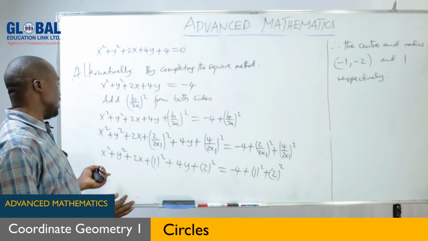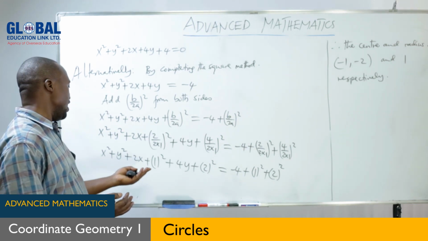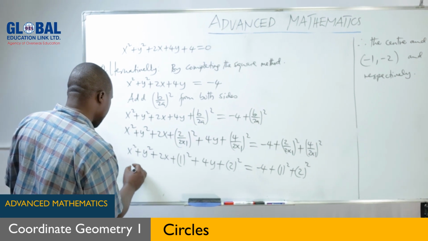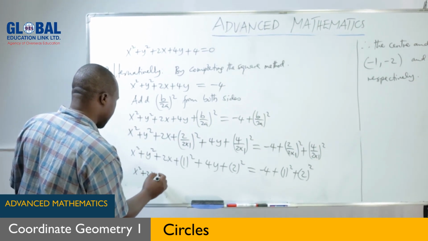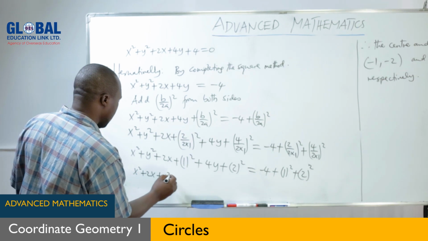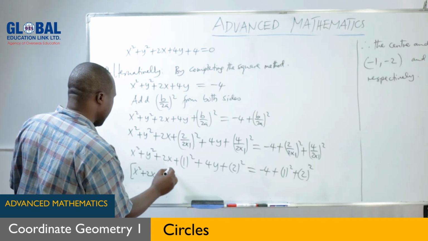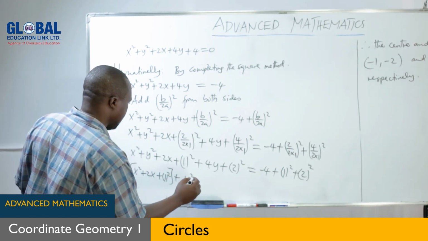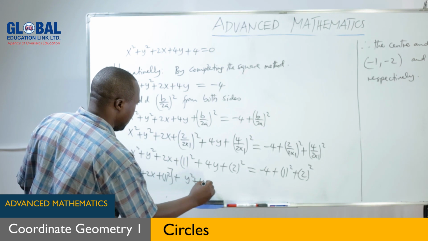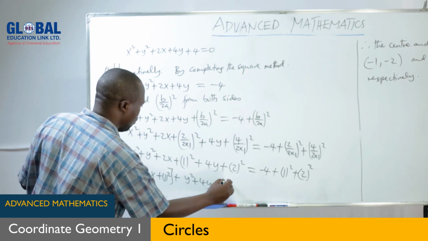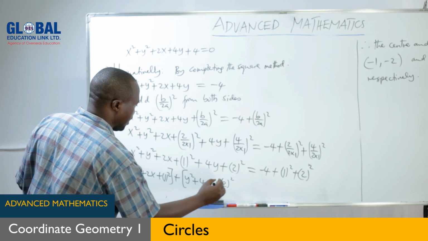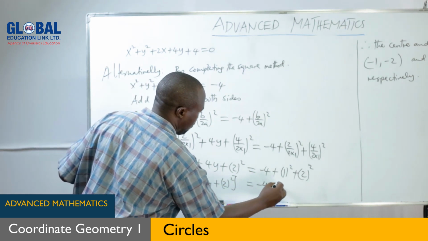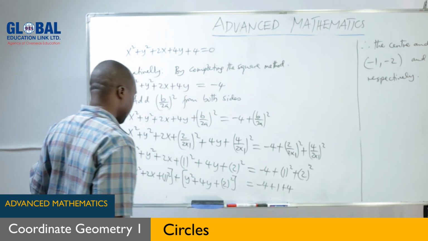Now in this case you can make arrangement by collecting like terms. So like terms will be x squared plus 2x, then plus 1 squared. So we put it together. Then followed by, we have y squared plus 4y plus 2 squared. They are going to stay together. This is equal to negative 4 plus 1 plus 4.